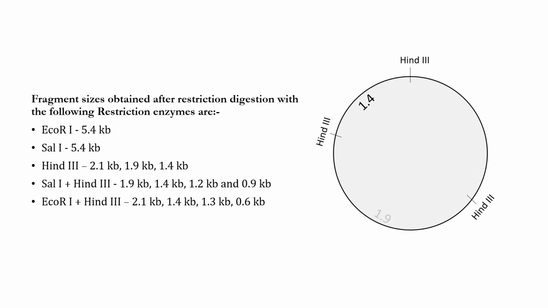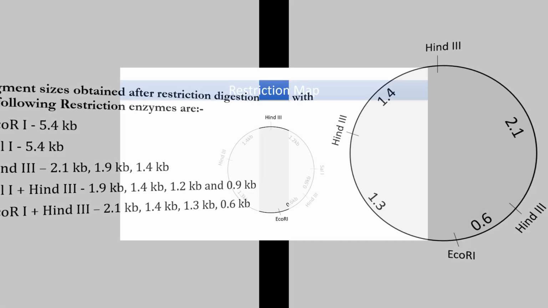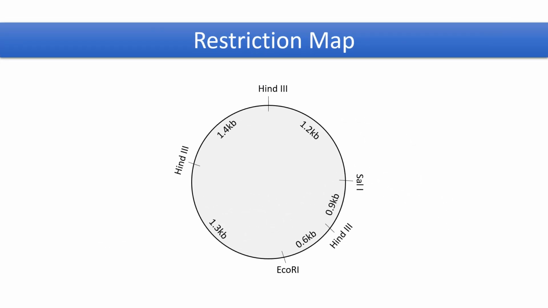Similarly, for double digestion with EcoRI and HindIII, we find that the 1.9 kilobase fragment gets divided into 0.6 kilobase and 1.3 kilobase fragments on digestion with EcoRI, thus pointing out the location of the EcoRI restriction site, thereby opening the door to give us the following restriction map of the circular DNA.